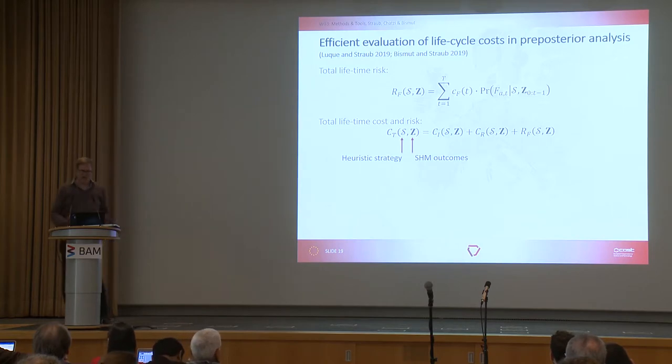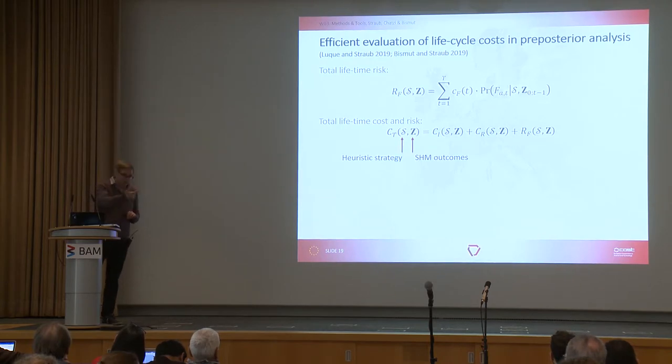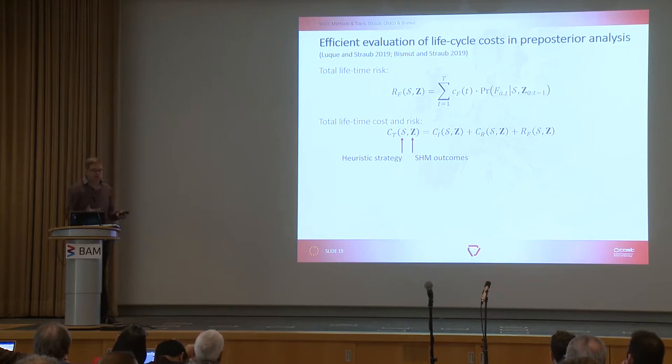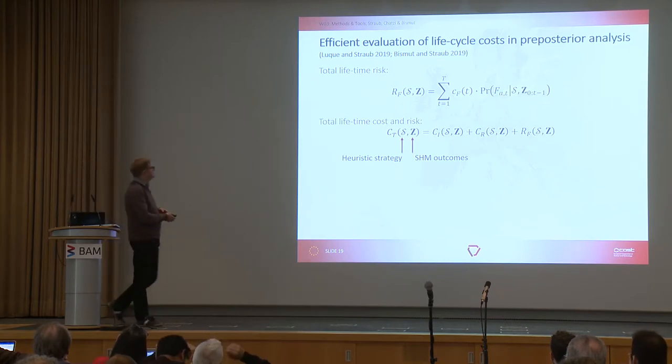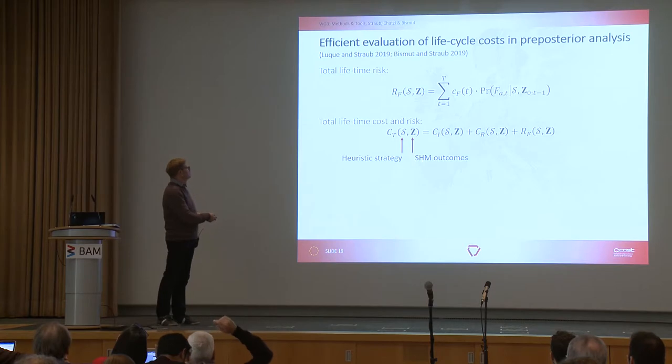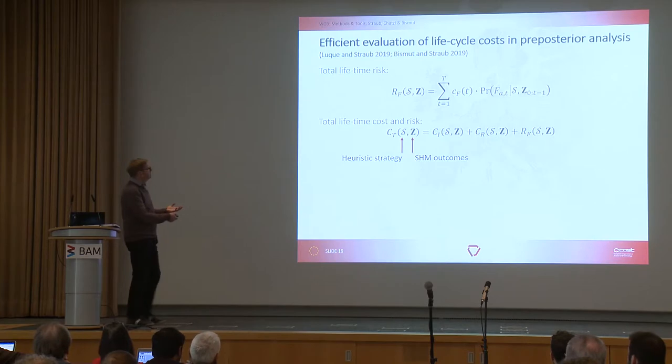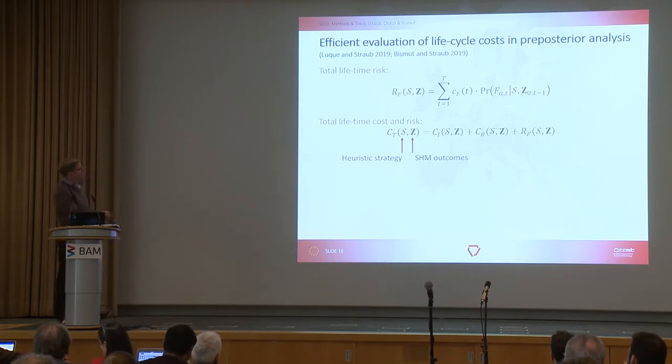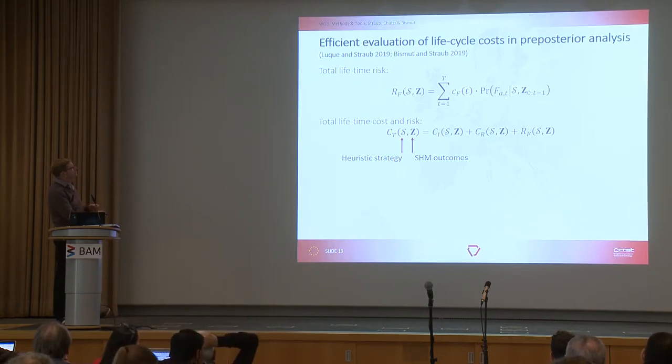So once we fix this, however, the good thing is that once we fix both the heuristic and what we will observe in the future, there's no more decision involved, because the decision is basically fixed by the heuristic and by what we observe. So when we simulate that, we can just directly evaluate the risk for given Z and S, because the probability of failure here depends on your actions, but the actions are prescribed by S and Z.